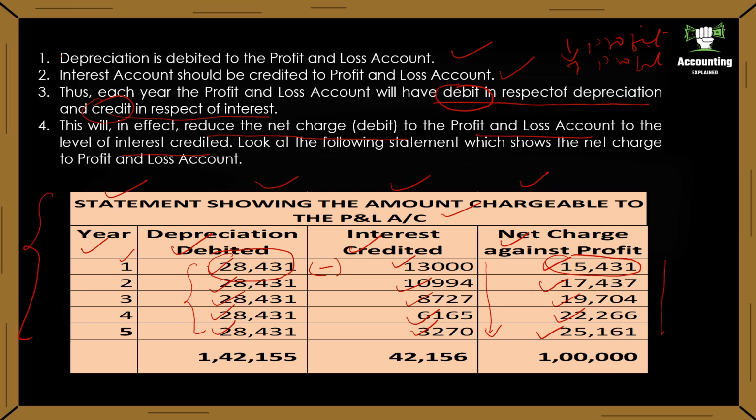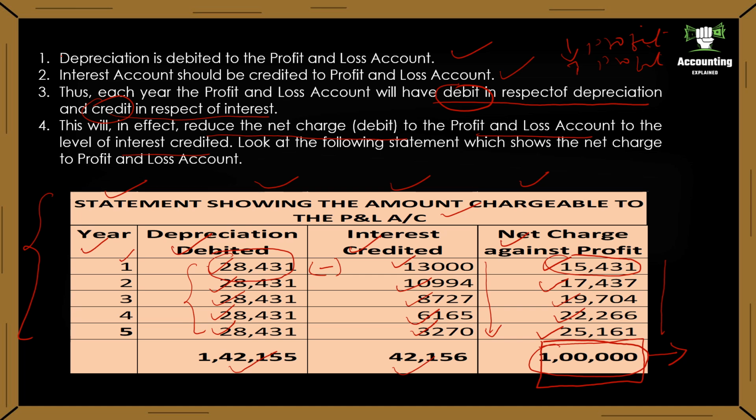So the total is 1,42,155 for the depreciation, and interest credited is 42,156, and the net charge against profit is 1 lakh, which is equal to the cost of the lease. So if they ask in the question, you should get as the answer only the cost of the lease, then your answer is correct.